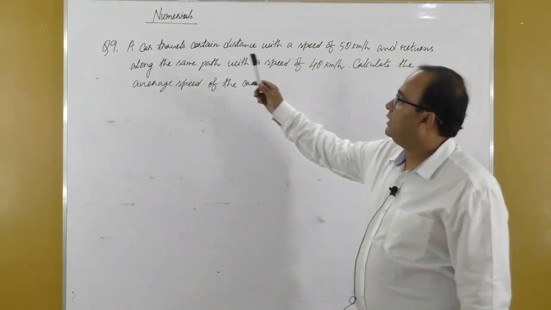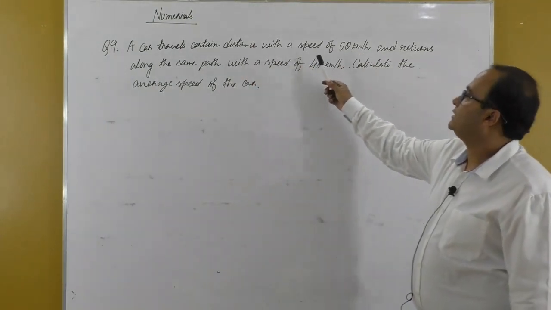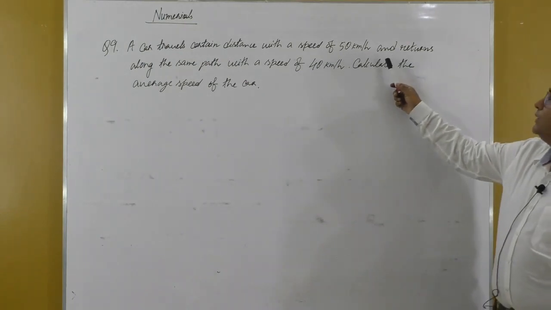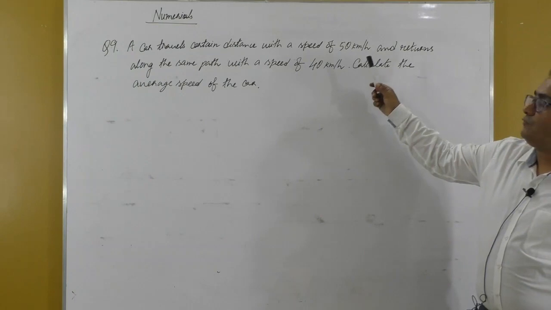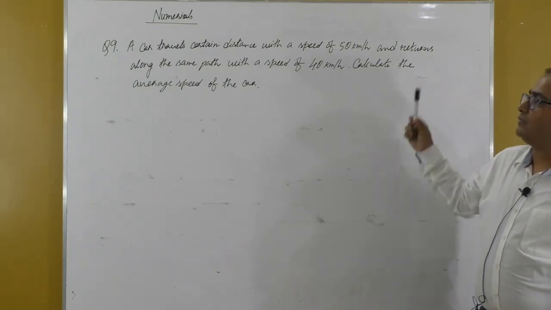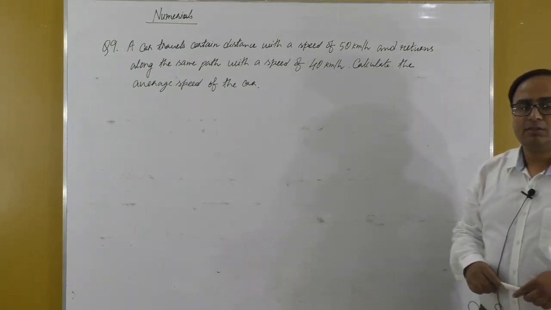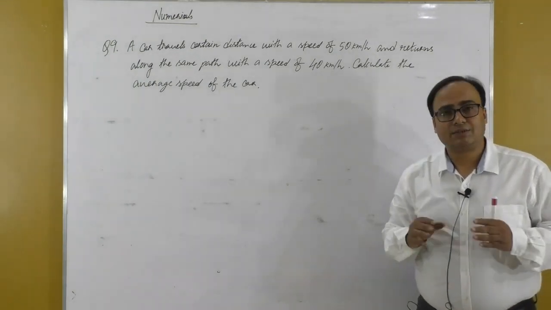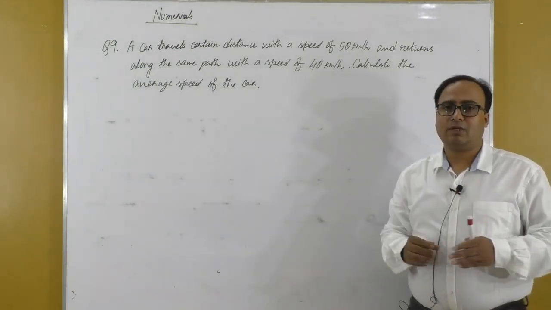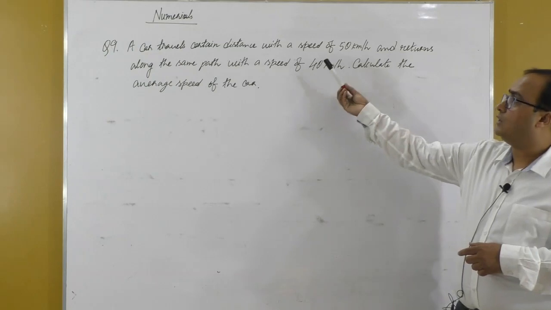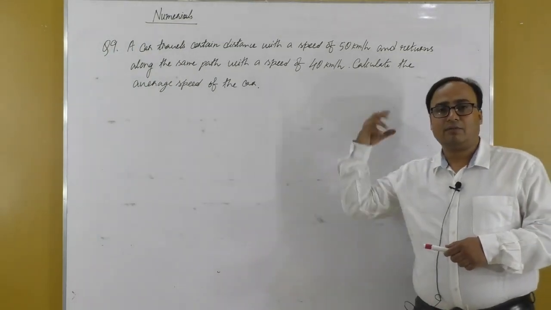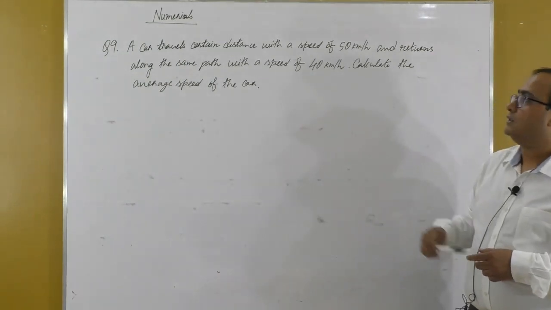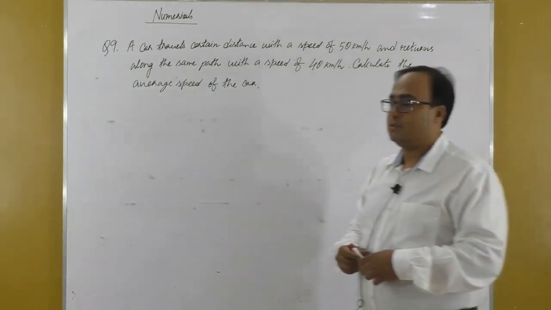Question number 9, another important question. A car travels a certain distance with a speed of 50 km per hour and returns along the same path with a speed of 40 km per hour. You will have to calculate the average speed. In this question, distance is not given, time is also not given, only the speed for forward motion and the speed for reverse or backward motion is given. You have to calculate the average speed.